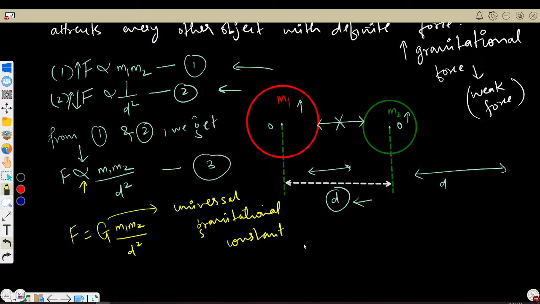If you talk about the magnitude of this constant, the magnitude is 6.67 multiplied with 10 raised to minus 11, and the unit of this constant is Newton meter square per kg square. Now I'll explain you how to derive the unit.